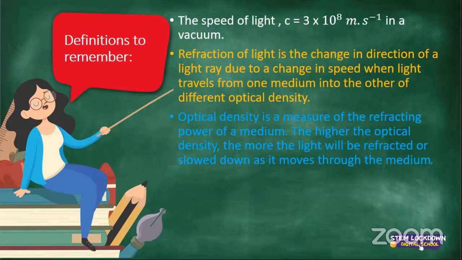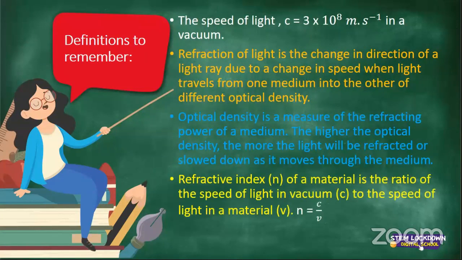We have also looked at optical density. We've said optical density is a measure of the refracting power of a medium. That is, the higher the optical density, the more light will be refracted or slowed down as it moves through the medium. So we have said that the refractive index of a material, represented by the letter n, is the ratio of the speed of light in vacuum to the speed of light in the material. That is, n equals c over v.